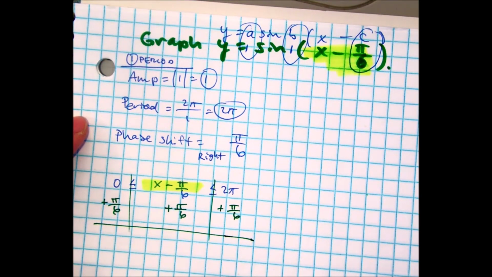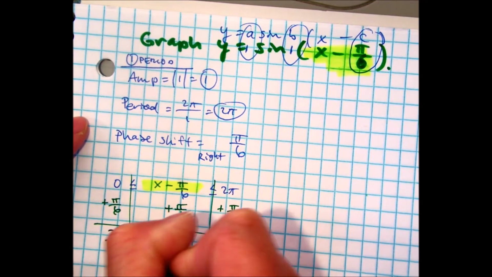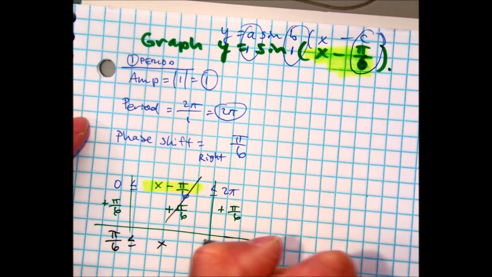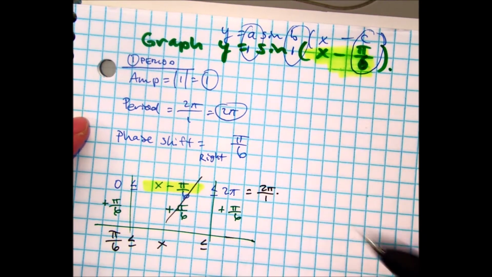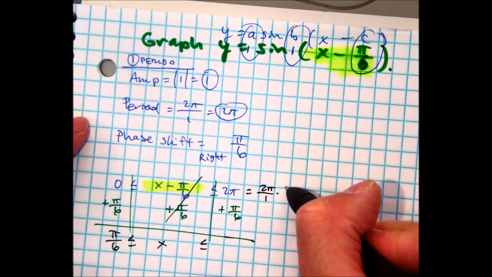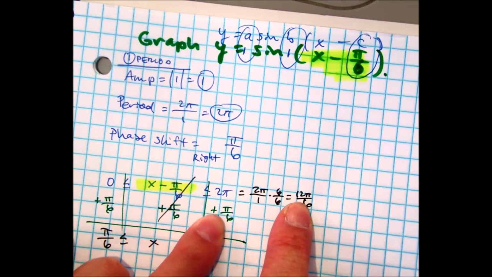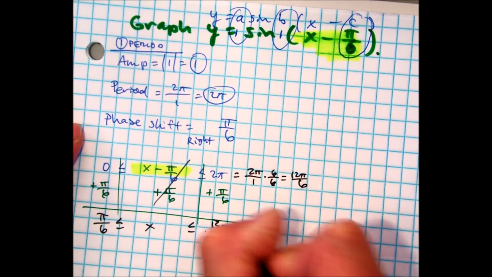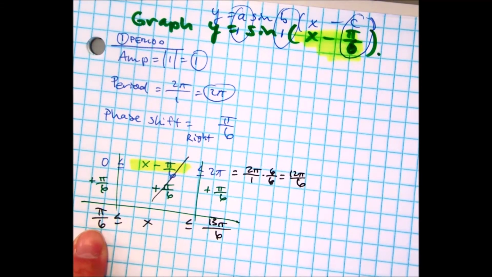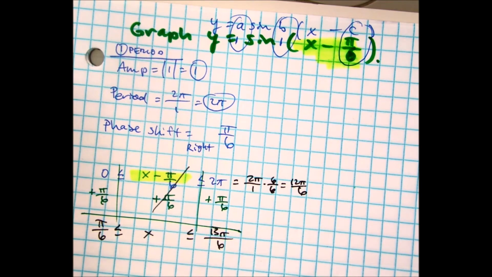Now at this time it might be wise for you to change these into denominators of 6. 2 pi is 2 pi over 1. And I'm going to multiply that by what? 6. So 12 over 6, which gives me what? 12 pi over 6. So now I can just do 12 plus 1 gives me what? 13 pi over 6. So my graph is going to start here, end here, and it'll do that in a period of 2 pi. Let's draw a graph.